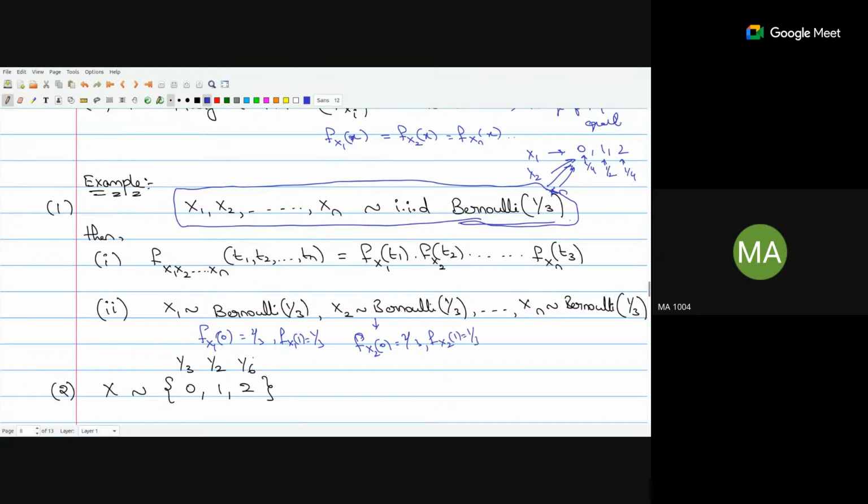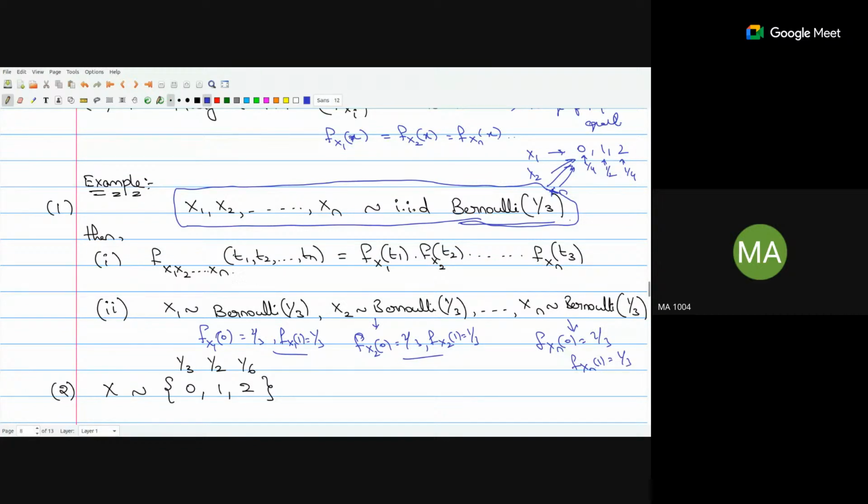You see every random variable x1, x2 to xn all have the same PMFs. So the PMF of x1 is the same as the PMF of x2. The PMF of xn is also the same: fxn of 0 is 2 by 3, fxn of 1 is 1 by 3. Okay, they have the same distribution.